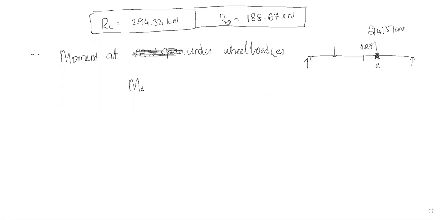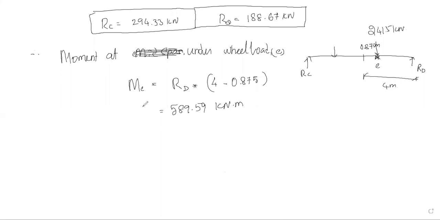This is 0.875 meters. From here to here it is 4 meter distance. So RD we can have, this is RC. So moment at E is equal to RD into the balance distance, 4 minus 0.875, which is nothing but 188.67 into (4 minus 0.875), so 589.59 kilonewton meter. This is our moment at E.